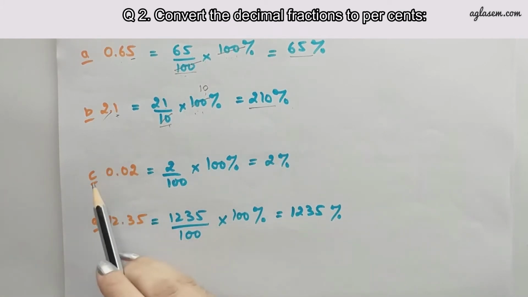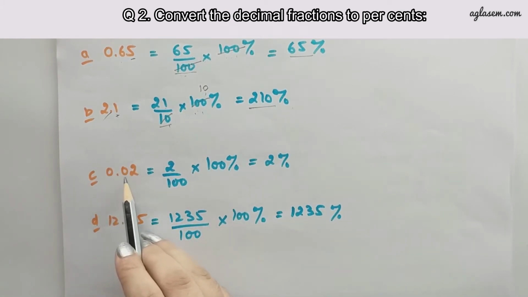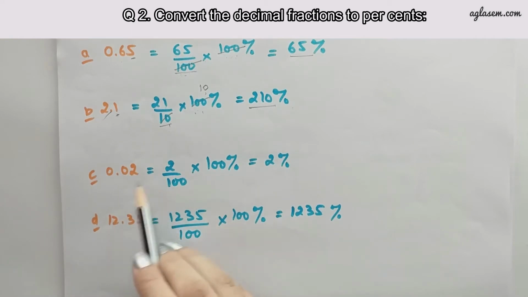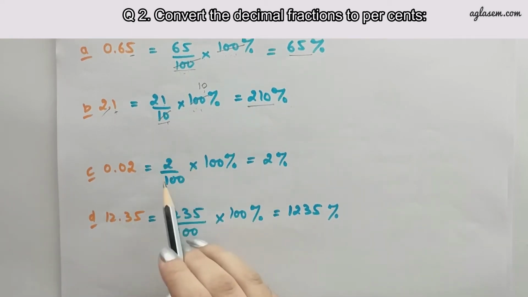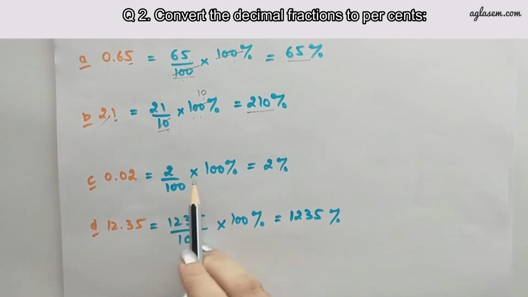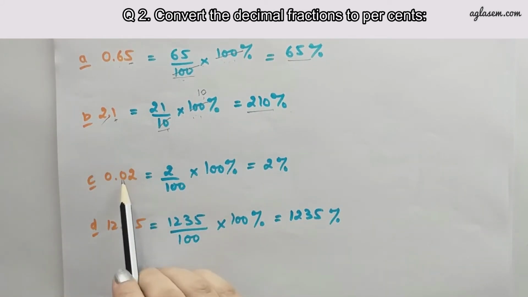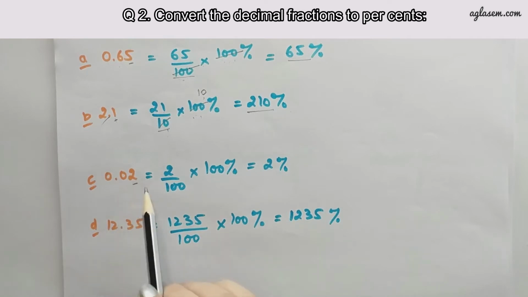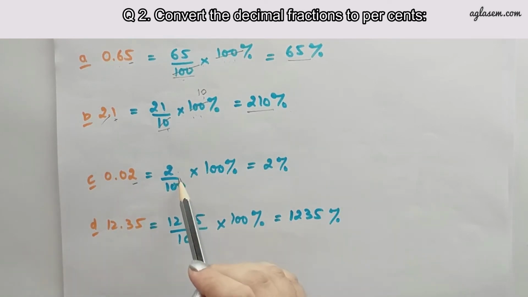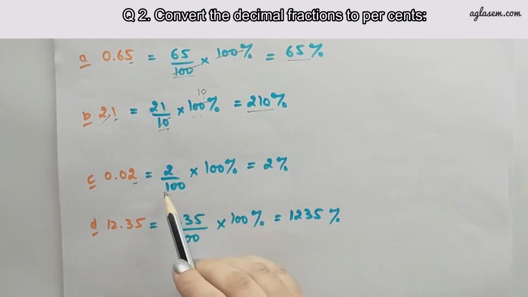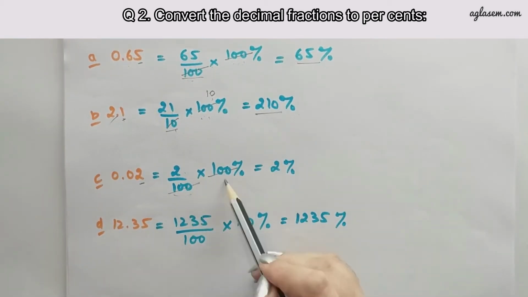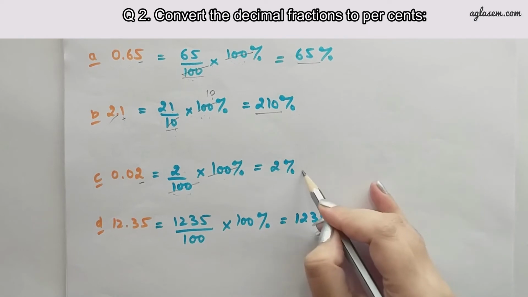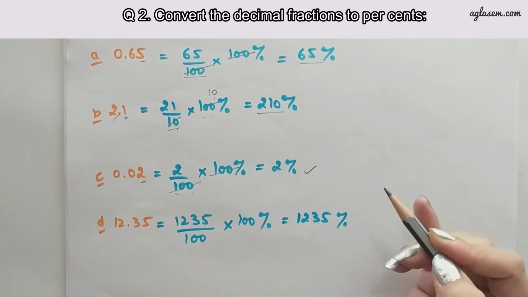Now again C part, which is 0.02. Now again we have to multiply it with 100. First of all we have to convert it into a fraction. Similarly as the A part, we have it in the hundredths place, so we have to write 2 divided by 100. Now again it's a very easy question. 100 will be cancelled out and we'll be left with the answer, that is 2%.